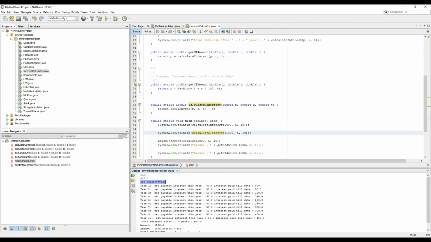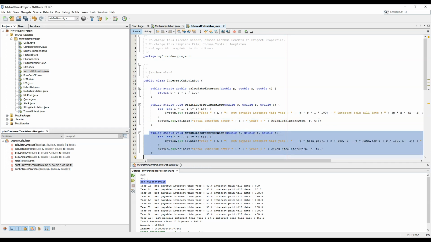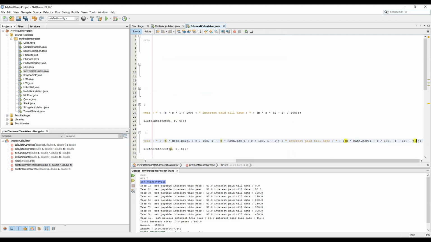We can also create the year wise interest, and for that I will have to create another function, copying the same function for the simple interest and changing the formula. So I have created the function over here, and this is the function. I have calculated the amount for the ith year minus the amount for the (i minus 1)th year to calculate the interest for that year, and the total amount paid till date is p into Math.pow(1 plus r by 100, i minus 1) minus p.